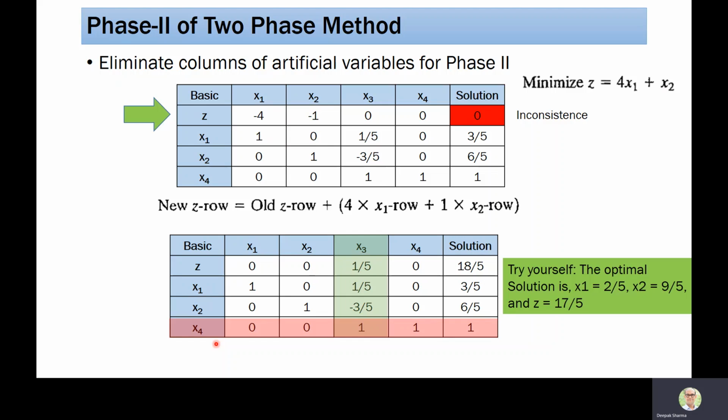I'm leaving this exercise to you. You will need one more iteration here to get the final solution: x1 equals 2 by 5, x2 equals 9 by 5, and the value of Z is 17 by 5. So do one more iteration of the simplex method and you will get the solution.